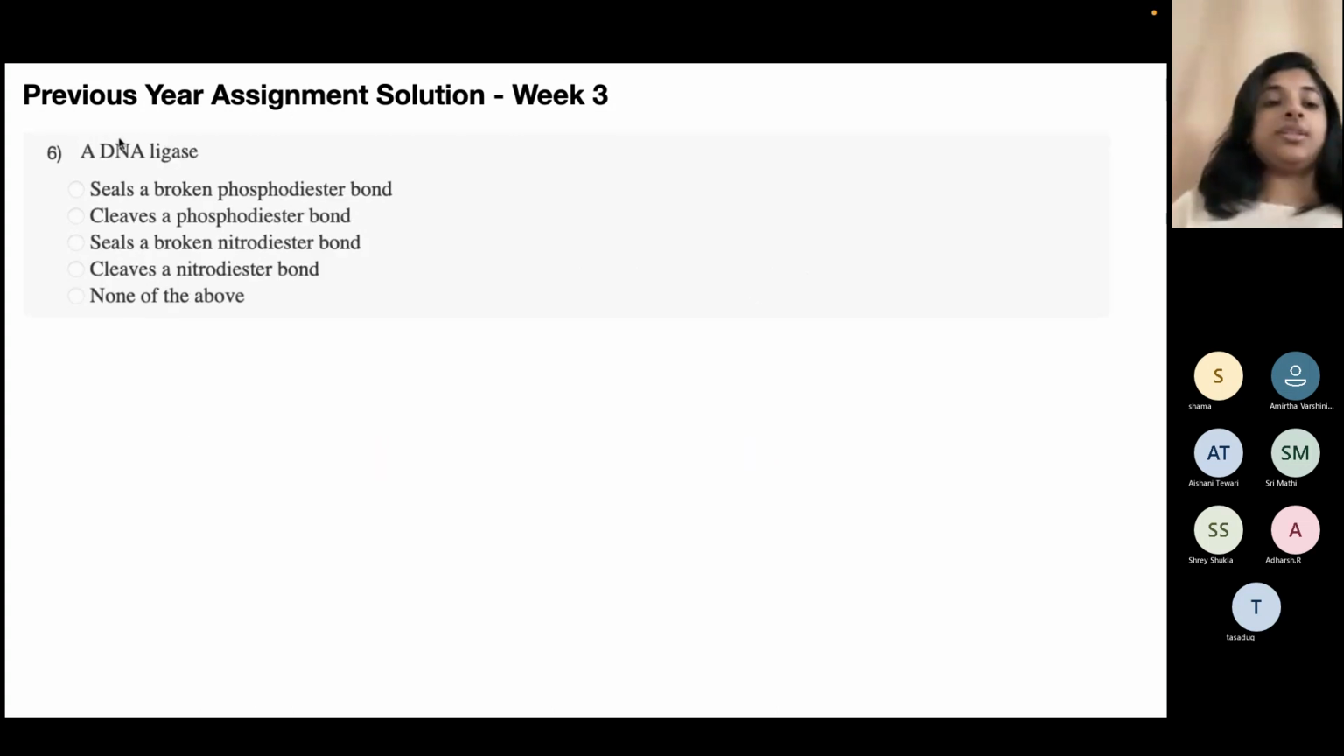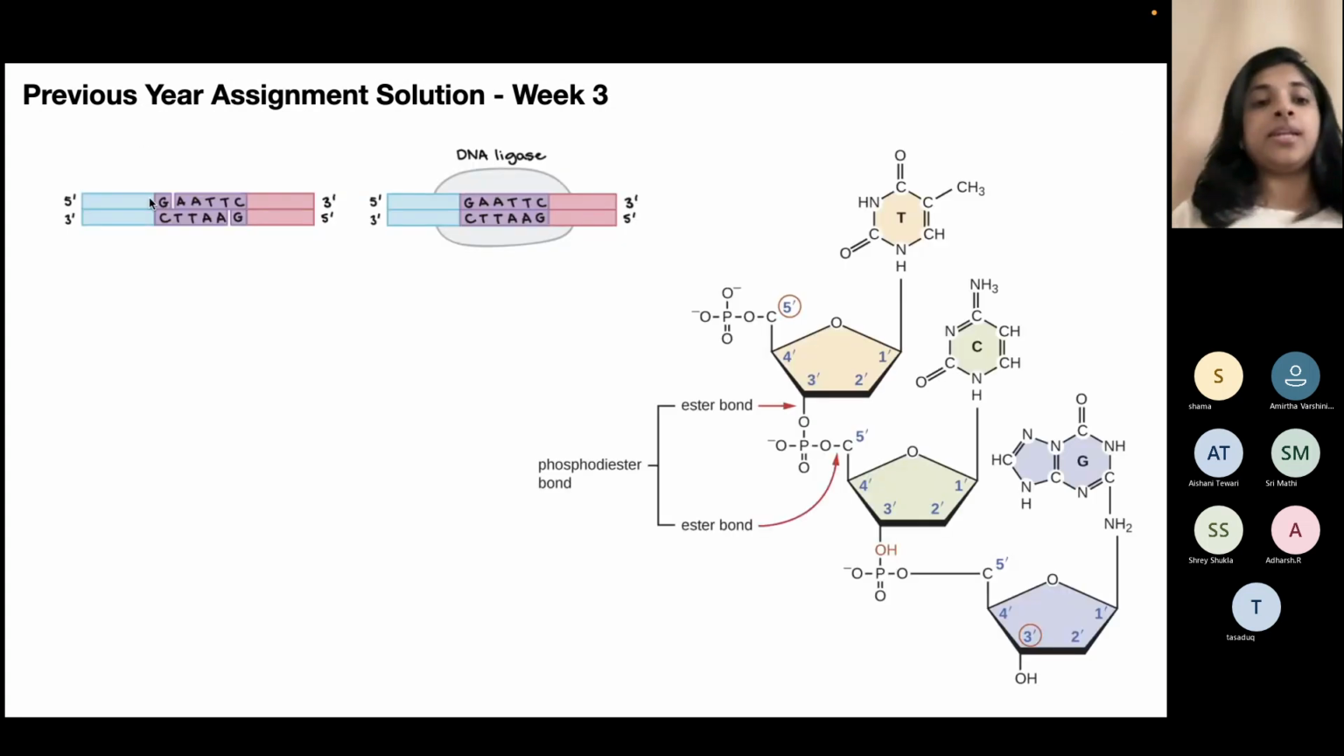The next question was, what is a DNA ligase? We have seen time and again that DNA ligase is the enzyme that is capable of joining the breaks in the DNA synthesized. So if there are bases added, but there is no joining between these bases, then that is where the DNA ligase comes into the picture. But what bond does it actually form?